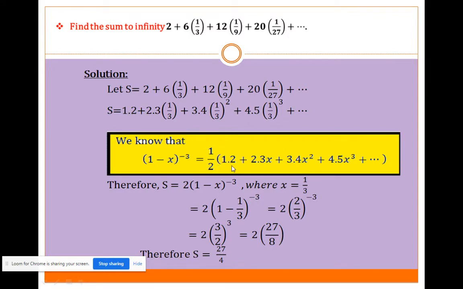You see, this one, 1 into 2 plus 2 into 3, etc. 1 by 2 into the whole bracket is equal to 1 minus x over 2 minus 3. So instead of these values, we can put 2 into 1 minus x the whole power minus 3. Now instead of x, we are having 1 by 3. Just replace x by 1 by 3, simplify this and take LCM and all, to get the answer 27 by 4.